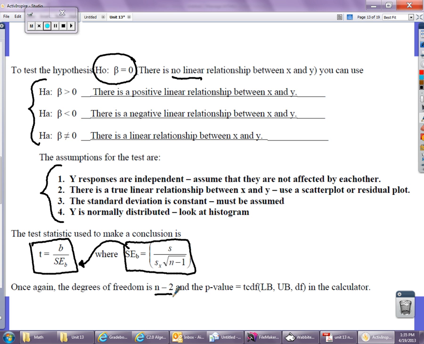Your degrees of freedom is still n minus 2 here, and for your p-value, you're going to use your tcdf function because you're back to t-values. Okay, lower bound, upper bound, and degrees of freedom.